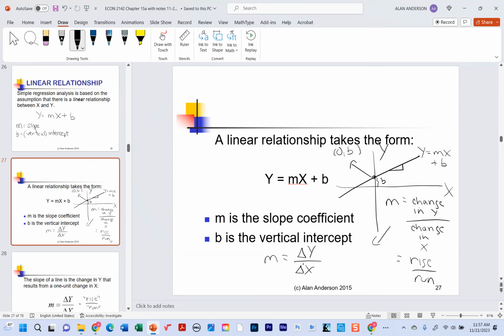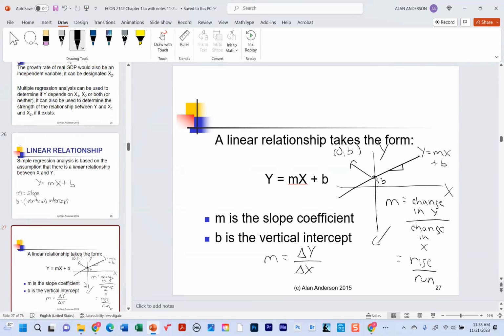To help remind you visually what that looks like. In other words, the rise is the vertical direction, the run is the horizontal direction. But ultimately, what it means is if x changes by 1 unit, what happens to y? And usually, in most studies, that's the number that we're interested in.